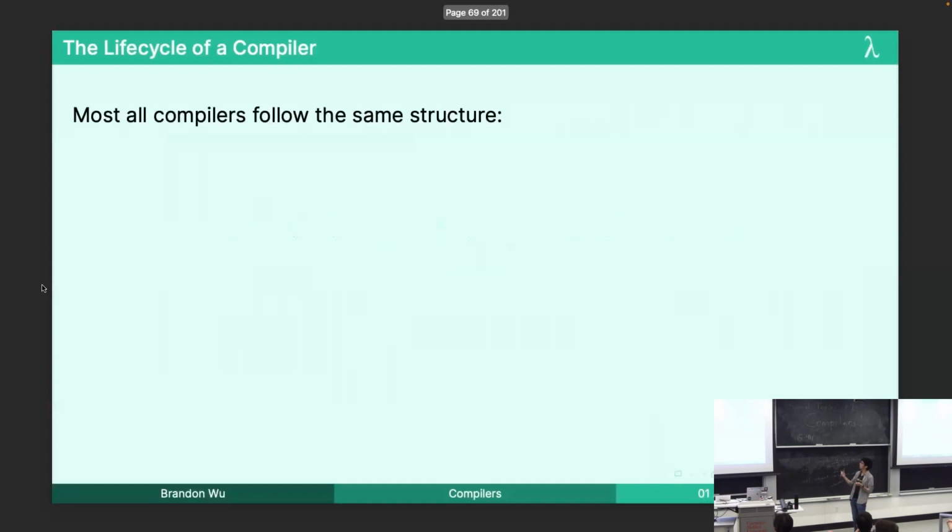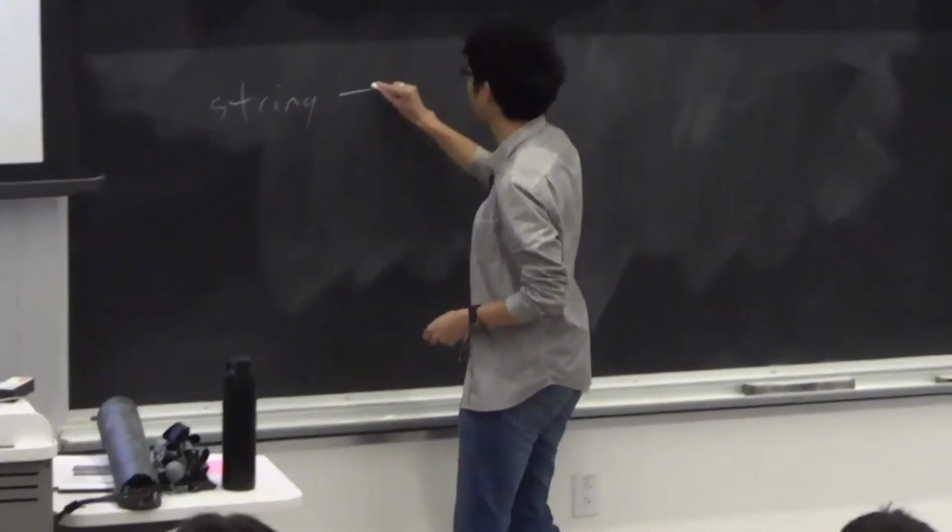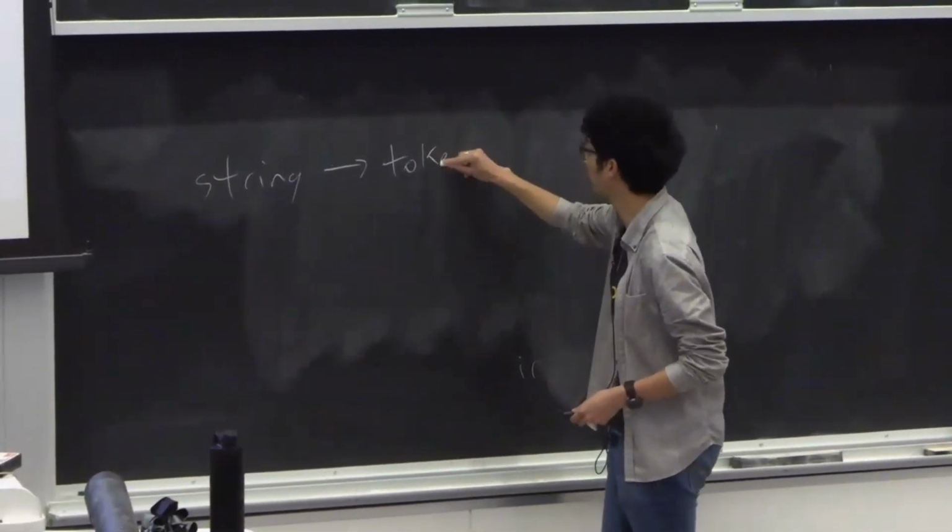Compiler implementation. Well, what are we going to do? Most compilers have exactly the same structure, and it'll look like this. I have lexing. Let me do this on the board. I start with a program that's text, a string, and I need to somehow impart meaning to that. So I take a string, and I turn it into something called a list of tokens.